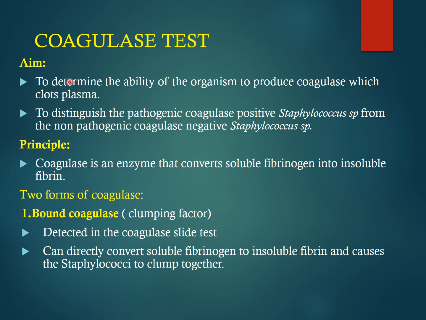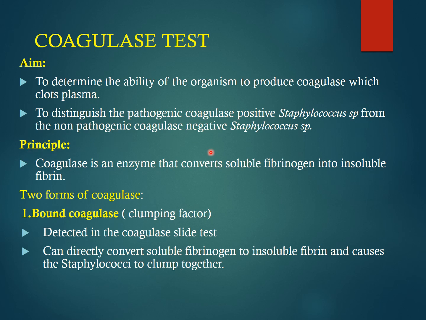Coagulase test. The aim of this coagulase test is to determine the ability of the organism to produce coagulase which clots plasma. Some of the Staphylococcus species produce coagulase enzyme. By using this test, we can distinguish the pathogenic coagulase positive Staphylococcus species from the non-pathogenic coagulase negative Staphylococcus species.